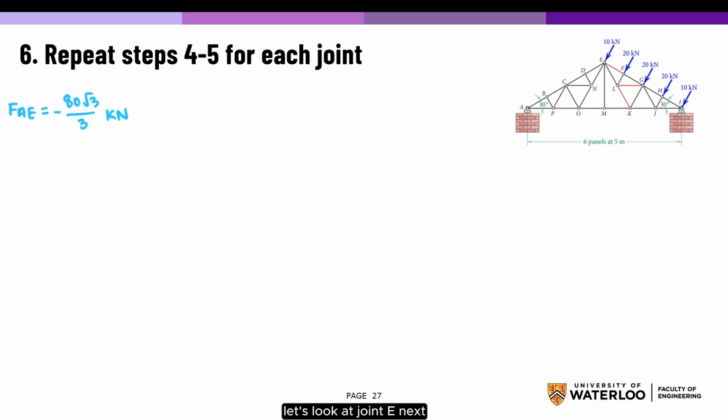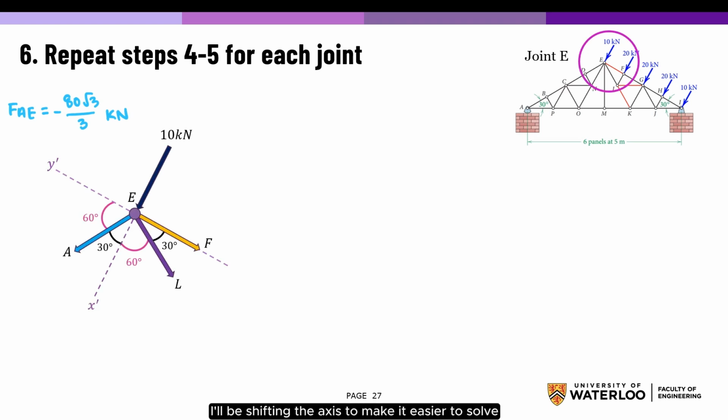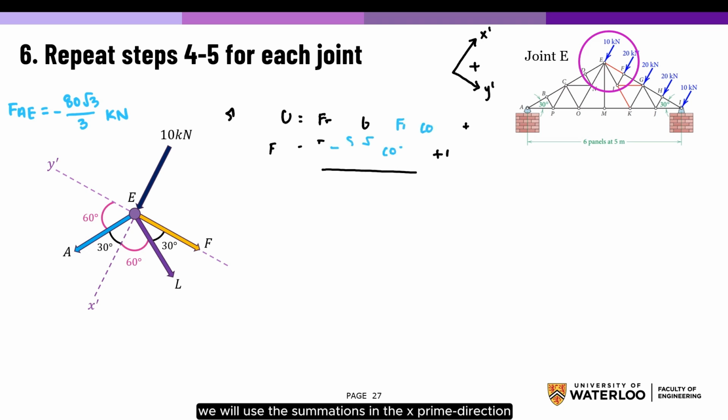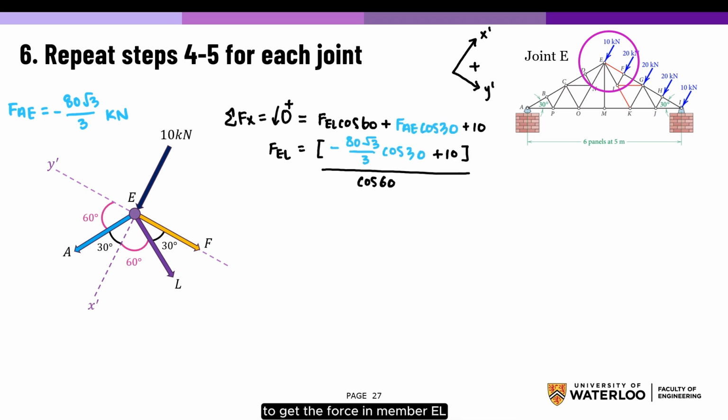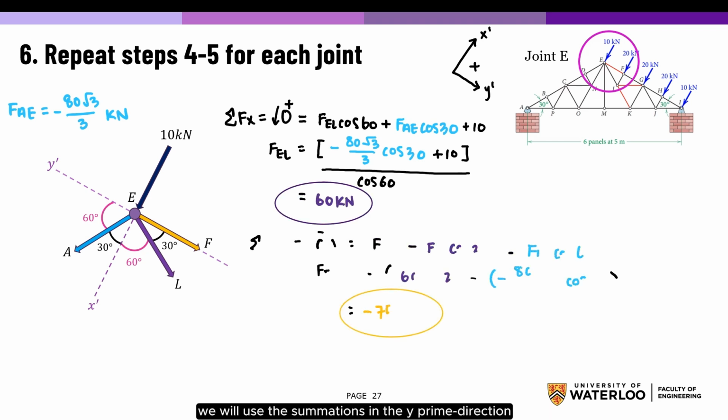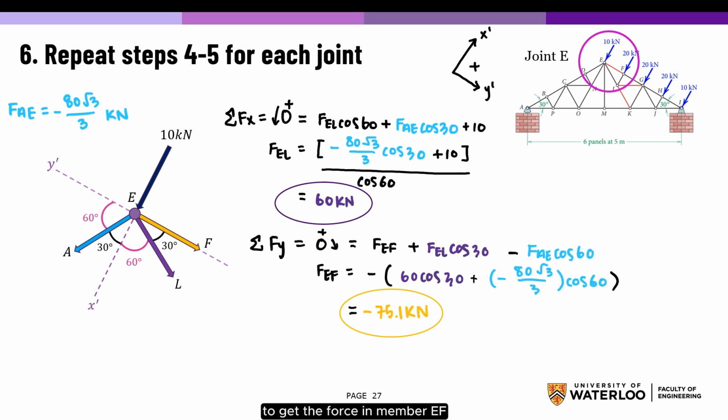Let's look at joint E next. I will be shifting the axes to make it easier to solve. First, we will use the summations in the x prime direction to get the force in member EL. We will get an answer of 60 kilonewtons. Next, we will use the summations in the y prime direction to get the force in member EF, which will be helpful for analysis in later joints. Our answer will be negative 75.1 kilonewtons.